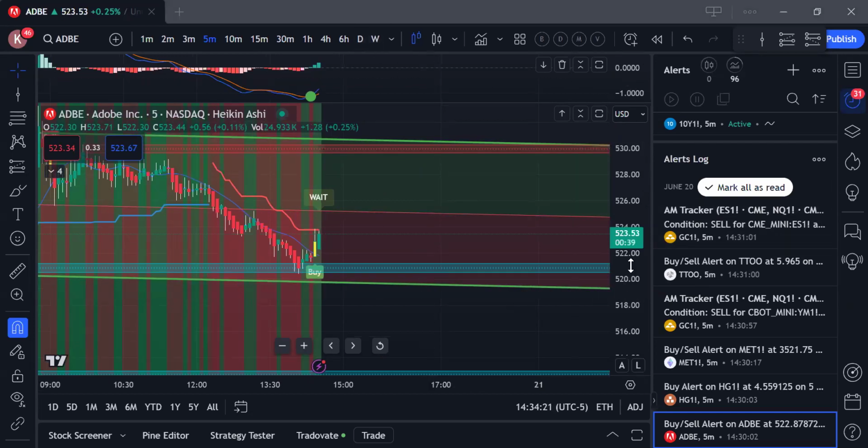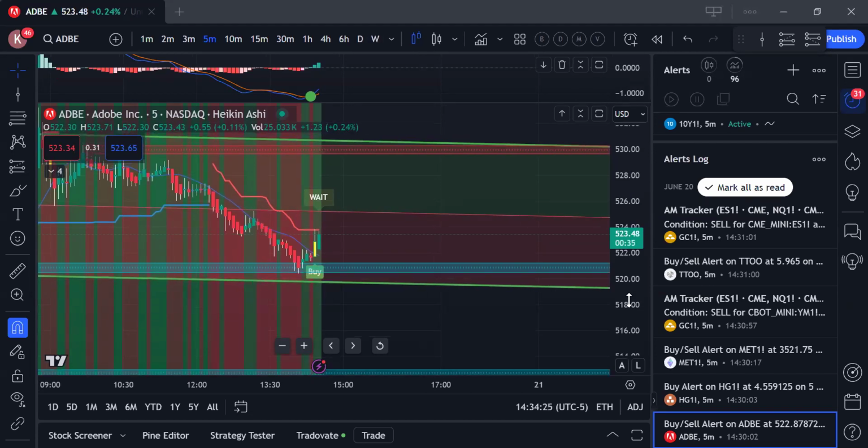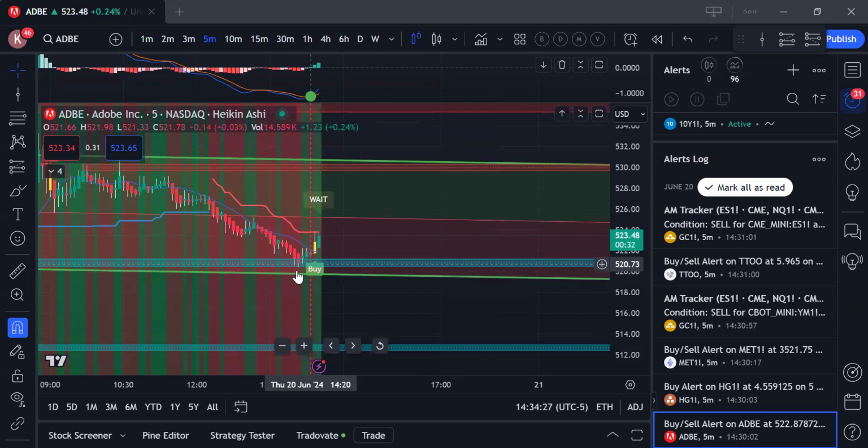It will filter out risky signals. So sometimes your risk can make profits. But if you want to avoid any sort of risk, then you will follow this.